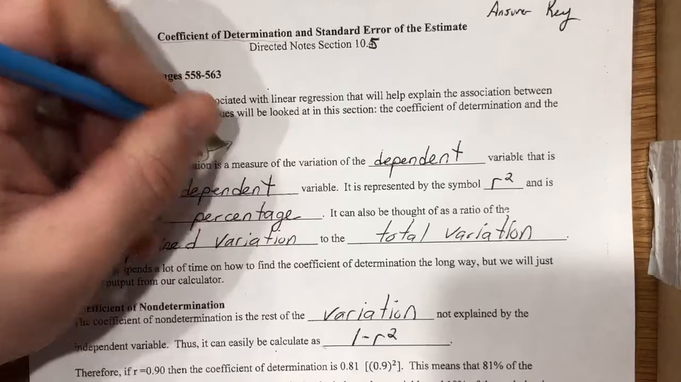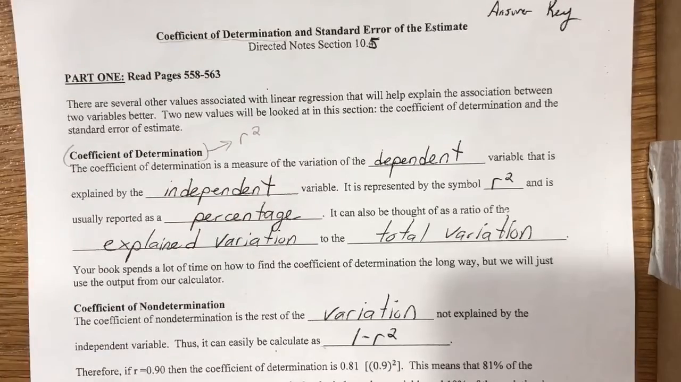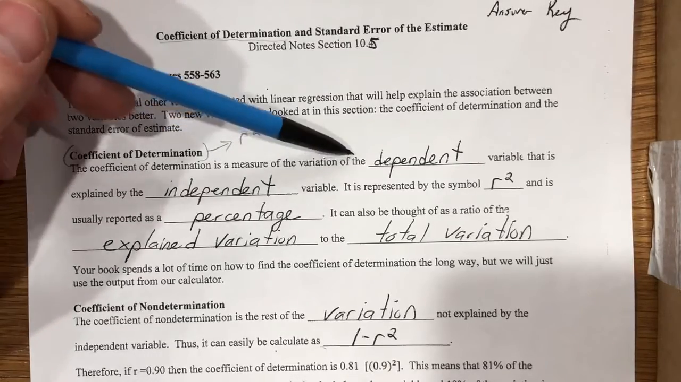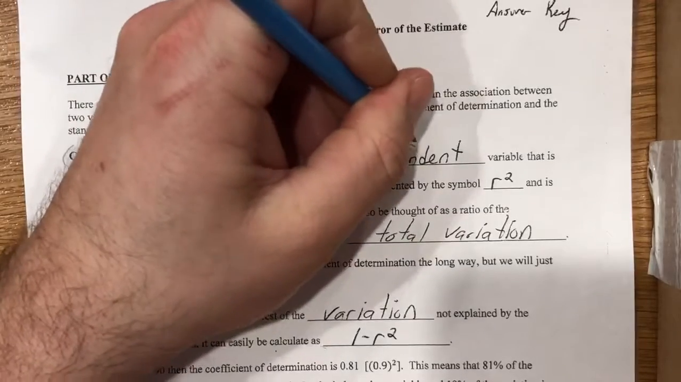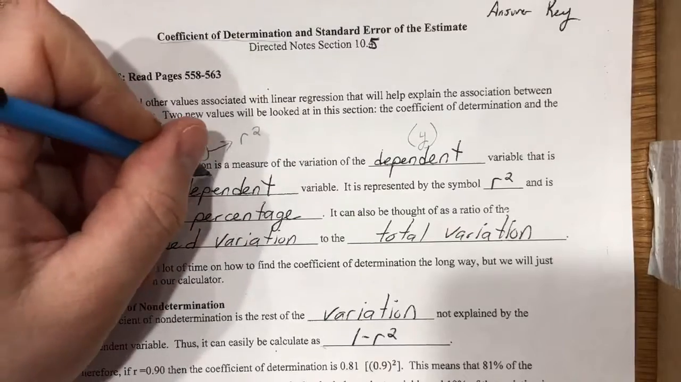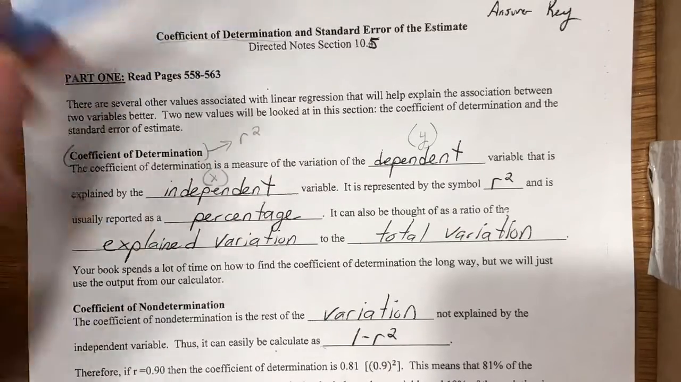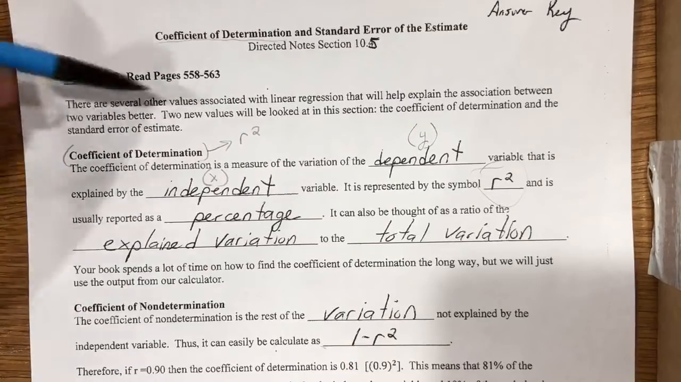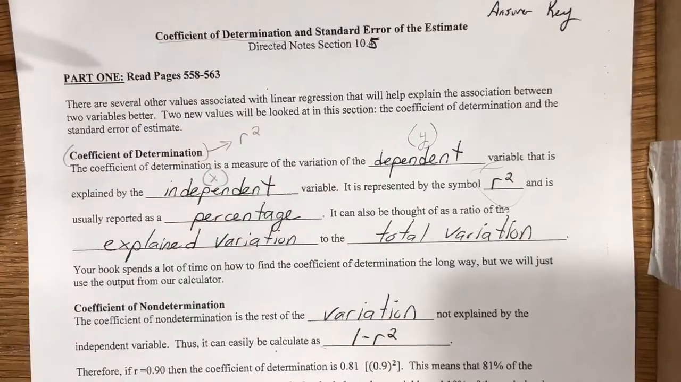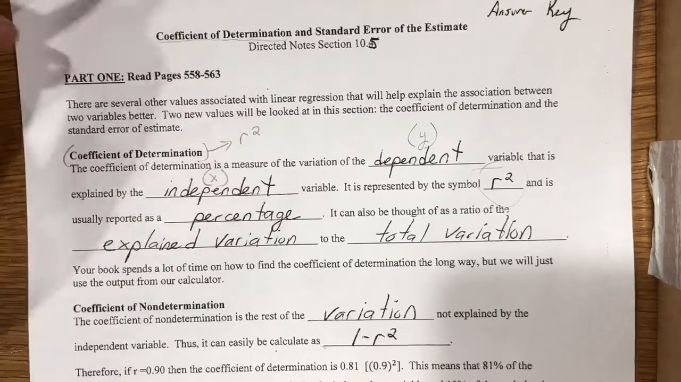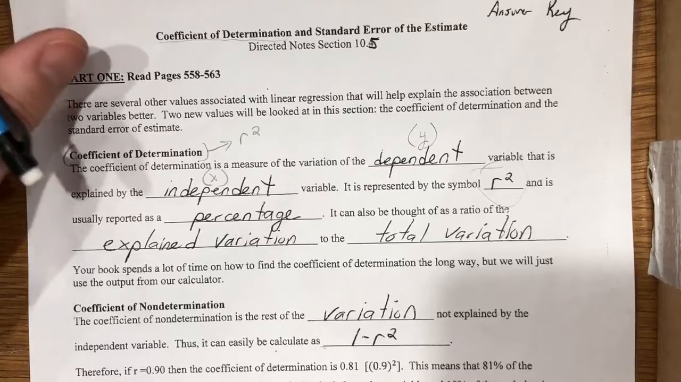So coefficient of determination, you guys have actually already seen this represented specifically on the calculator. The coefficient of determination is represented by the symbol r squared. So basically what this does is this is a measure of the variation of the dependent variable, which is y, that is explained by the independent variable, which is x. So again, it says here that it's represented by r squared, and it's reported out as a percentage of total variation.